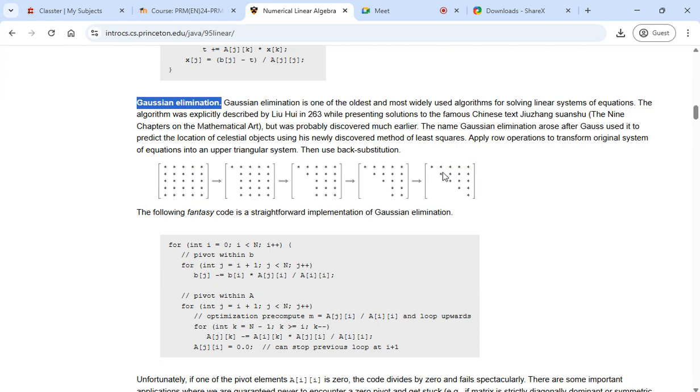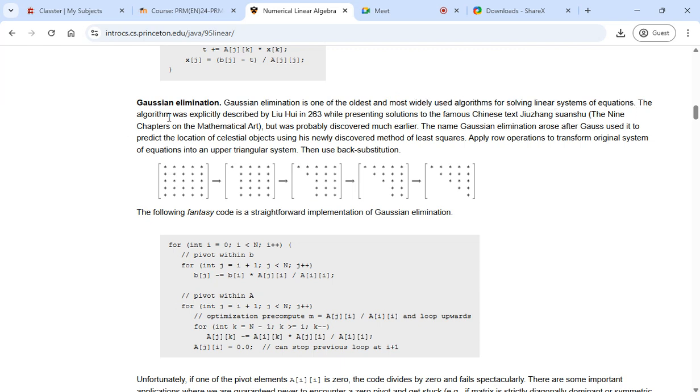And if you have fully triangular form, it means that the matrix is square. So the number of rows and the number of columns is the same. So here you can see that Gaussian elimination is one of the oldest and most widely used algorithms for solving linear systems of equations.